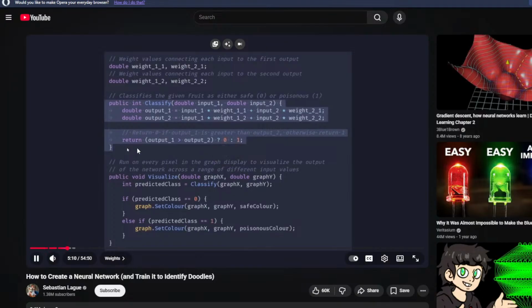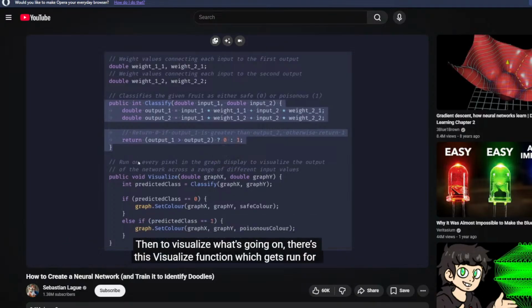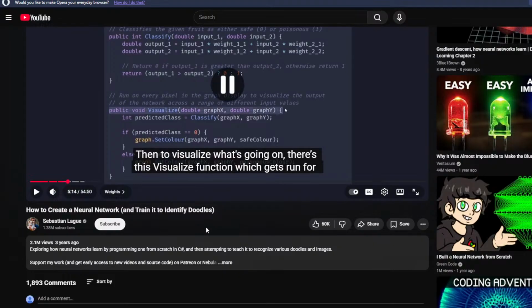Then to visualize what's going on, there's this visualize function, which gets run. So then you have to run every pixel on the graph display to visualize the output of the network across a range of different input values. So you're saying double graph X, graph Y. This is the X and Y axes of the graph.